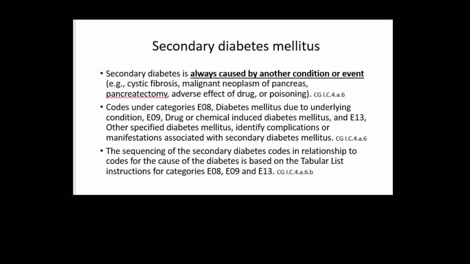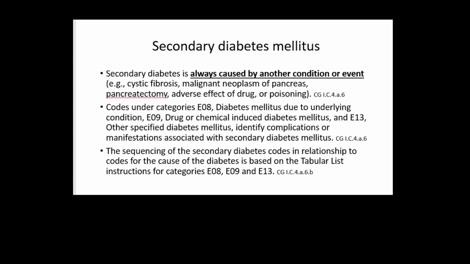Let's talk for a bit about secondary diabetes. Secondary diabetes is always caused by another condition or an event. Examples are cystic fibrosis, cancer of the pancreas, a pancreatectomy, or in other words, the removal of the pancreas, or an adverse effect of a drug, or poisoning.